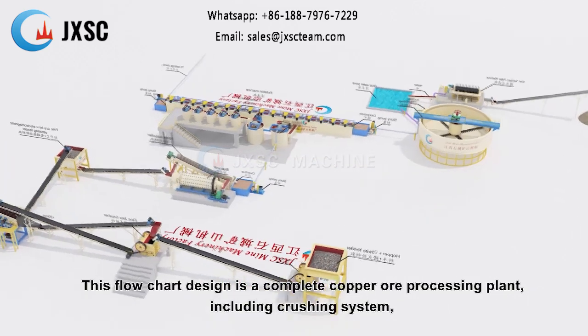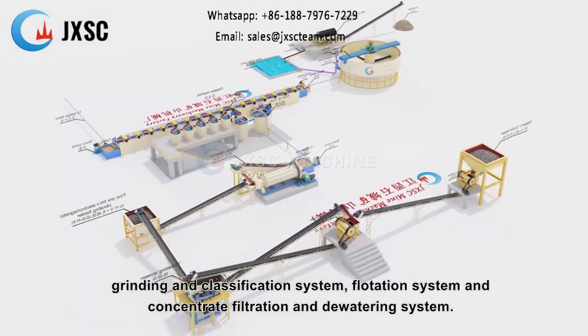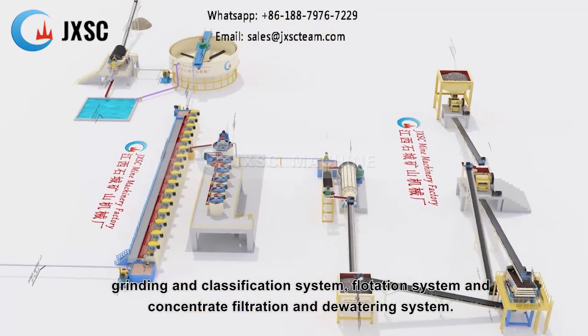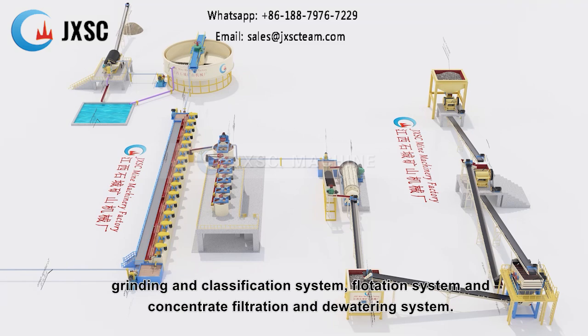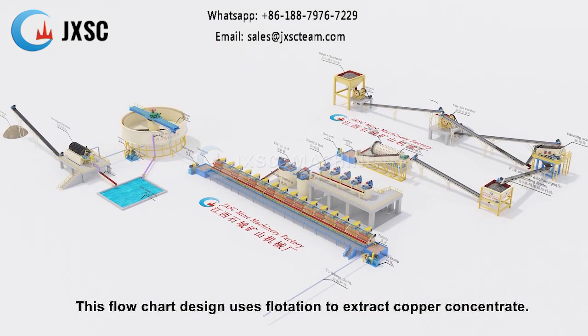This flowchart design is a complete copper ore processing plant, including crushing system, grinding and classification system, flotation system, and concentrate filtration and dewatering system. This flowchart design uses flotation to extract copper concentrate.